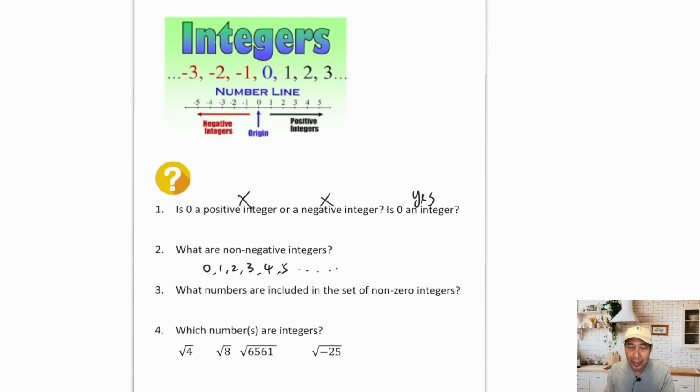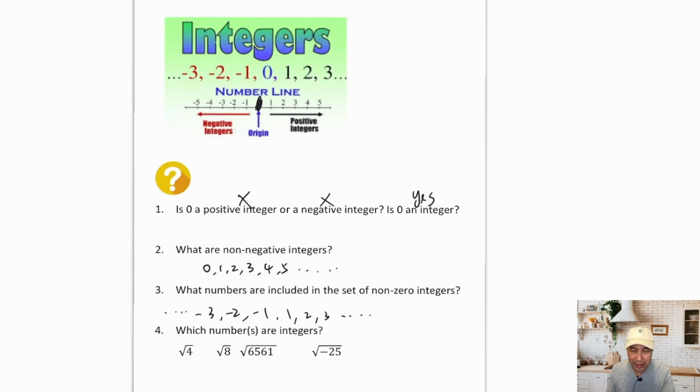Question 3: What numbers are included in the set of non-zero integers? Once again we use the number line. Non-zero means that we take away the 0. So what are the non-zero integers? They are negative 3, negative 2, negative 1, and 1, 2, 3, and so on.